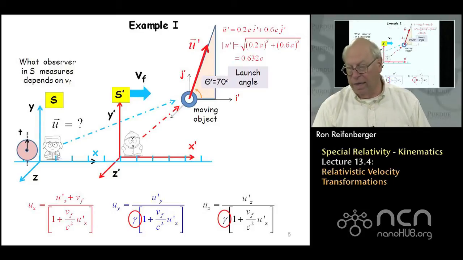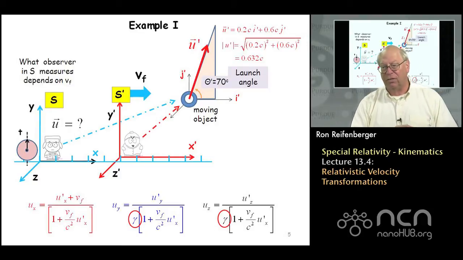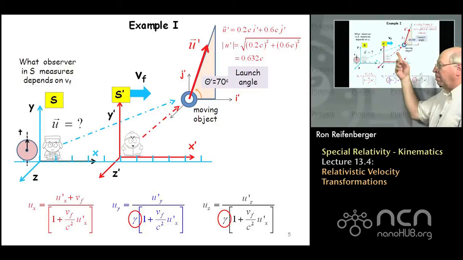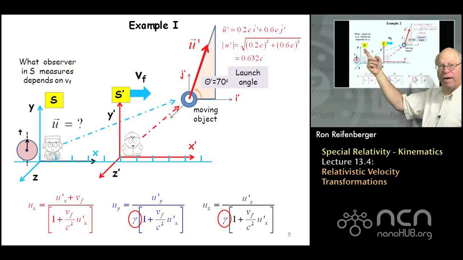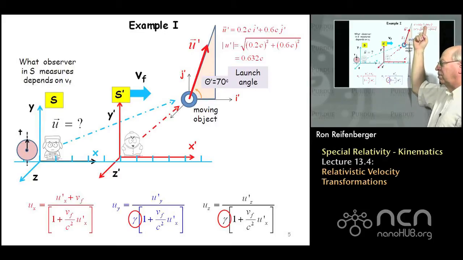And so what I like to do is really illustrate this by doing a simple calculation, and make sure that you understand the implications of these transformation equations. To set the problem up, here's our reference frame S prime. It's moving at a velocity v sub f with respect to reference frame S. There's a moving object which is measured by the observer in the primed reference frame. Let's say, just to give some numbers, this moving object has a velocity of 0.2 c in the x prime direction, and a velocity of 0.6 c in the y prime direction.